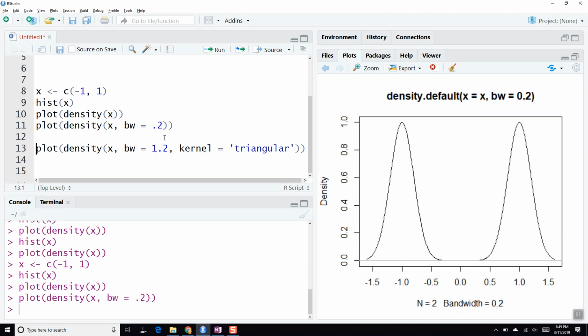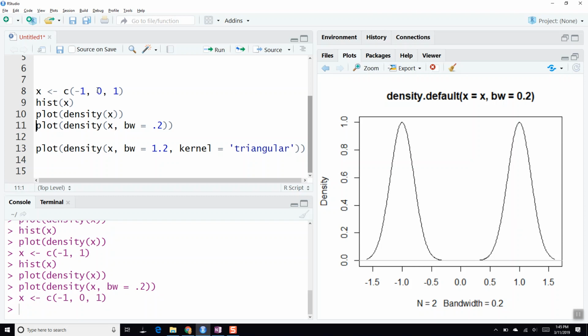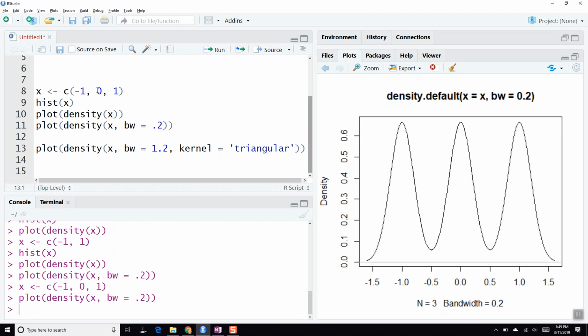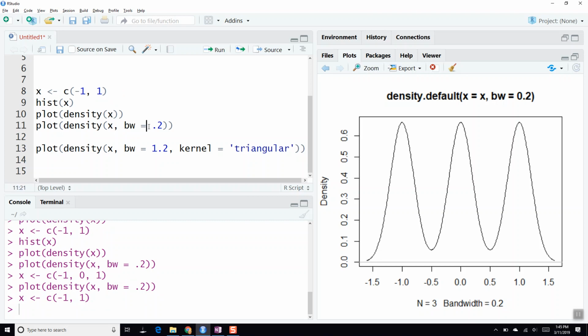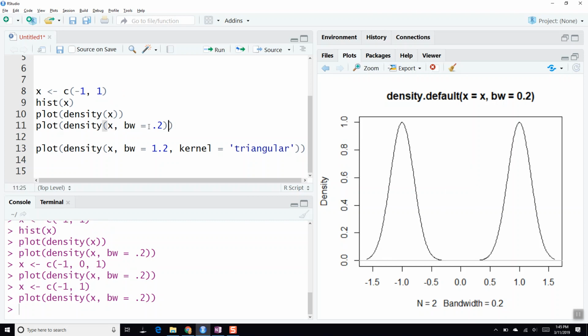And so when I choose bandwidth equal to 0.2, I get a narrow mound centered at -1 and another mound centered at 1, okay? And if I were to do -1, 0, 1, and I do this, now I've got these three things added up together, okay? But I'm just going to go back to these two, and I just want to show you. I'm going to increase the bandwidth, okay?